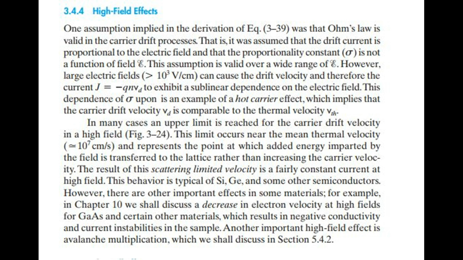However, there are other important effects in some materials. For example, in Chapter 10 we shall discuss a decrease in electron velocity at high fields for gallium arsenide and certain other materials, which results in negative conductivity and current instabilities in the sample. Another important high field effect is avalanche multiplication, which we shall discuss in section 5.4.2.